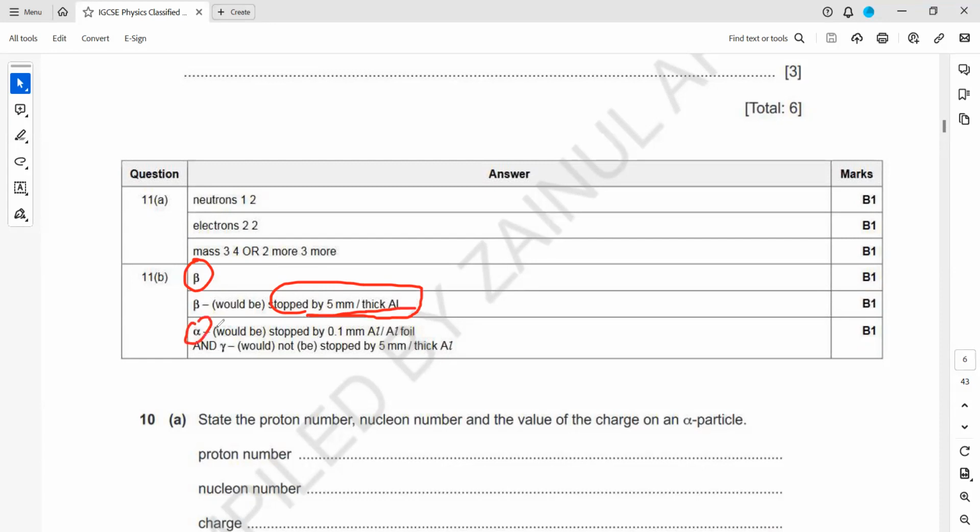There was no alpha. Why was there no alpha? Because alpha can easily be stopped by aluminum. And there was no gamma because gamma can easily pass through 5 millimeter aluminum.